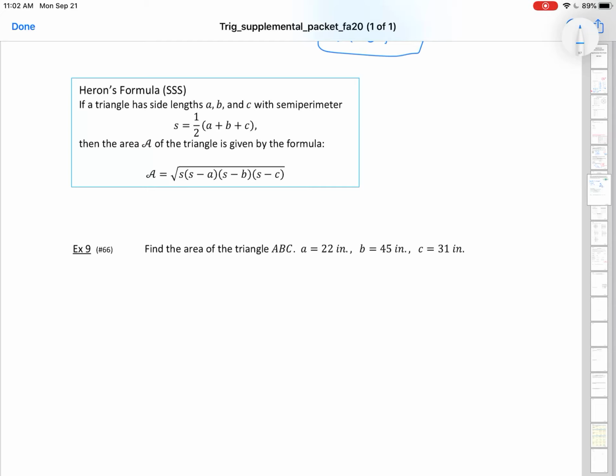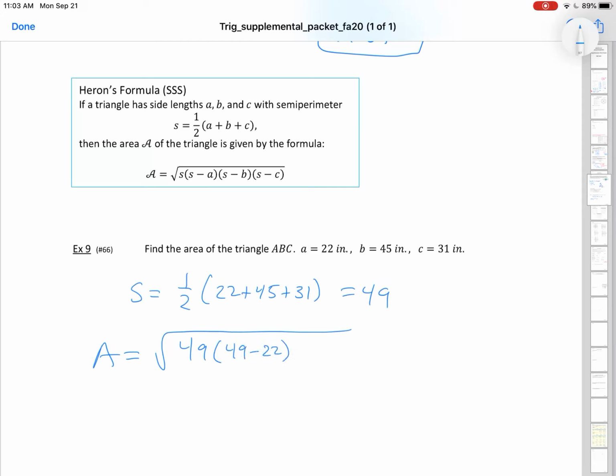Okay, and so what it says is if a triangle has side lengths A, B, and C with semi-perimeter, so the semi-perimeter is half the perimeter, which in this case is half of 22 plus 45 plus 31. We're going to find that full perimeter of the triangle, 22 plus 45 plus 31, and we're going to take half that, and that's going to be 49. So S is 49. If you know that, then the area is equal to the square root of S, the semi-perimeter 49, times 49 minus one side, times 49 minus the second side, times 49 minus the third side.